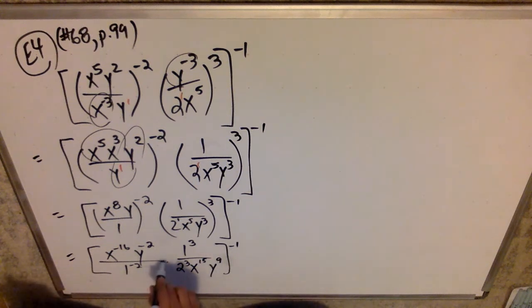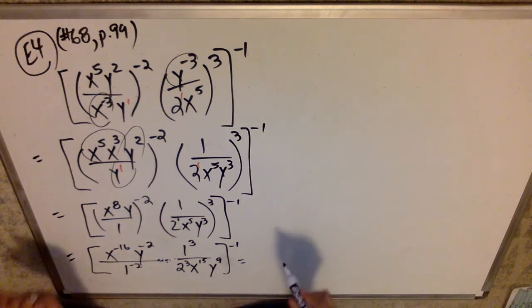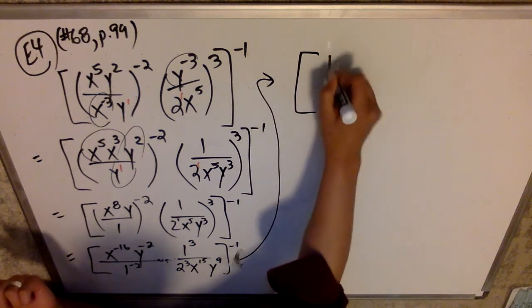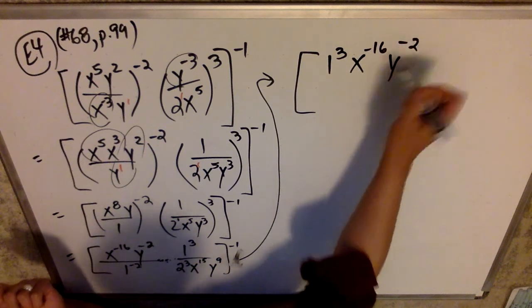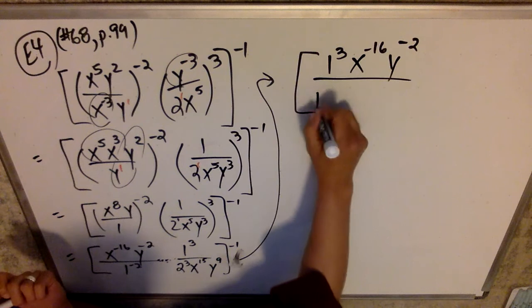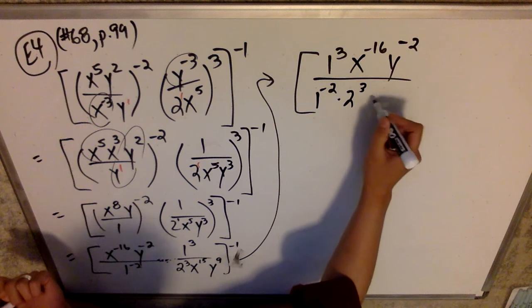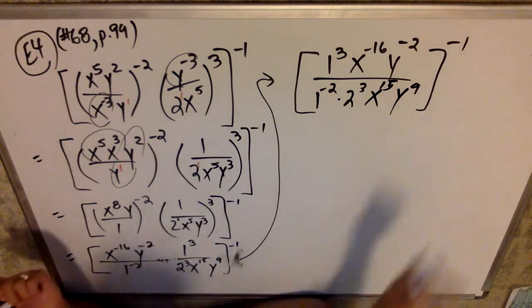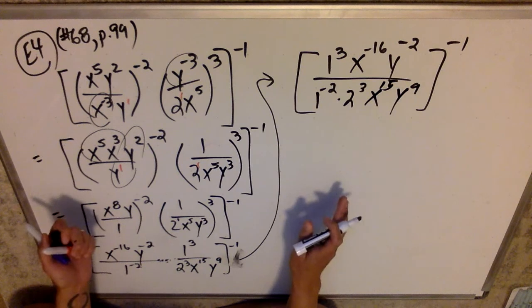Now, when you multiply fractions, since it's multiplication, you multiply straight across. So basically, everybody on the top is on the top, and everybody on the bottom is on the bottom. So I'm going to go ahead and move this up to the top here. I'll put the numbers at the front, so 1 cubed, not that that really matters, x to the negative 16th, y to the negative second. On the bottom, I'm going to have this 1 to the negative second times a 2 to the third times an x to the 15th times a y to the 9th, and that's all to the negative first, right? So you can clean up the inside now if you want. You can distribute the negative 1 now if you want. It really doesn't matter.